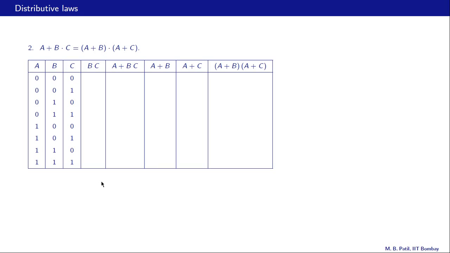And we are not going to go through each column and how it is constructed and so on. We will just indicate the procedure. That is BC, A plus BC, A plus B, A plus C, and finally the right hand side. And if we compare these 2 columns, they are identical, and that proves this identity.